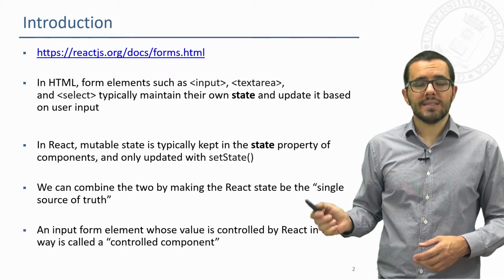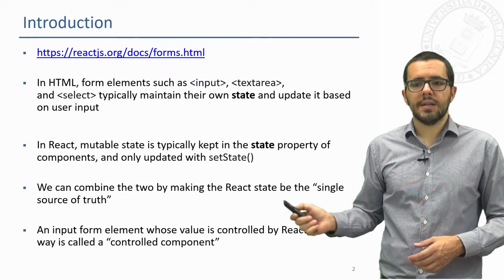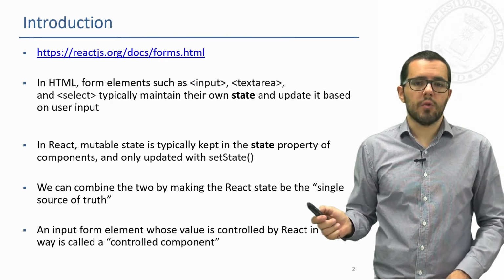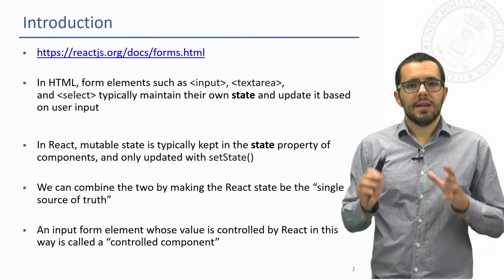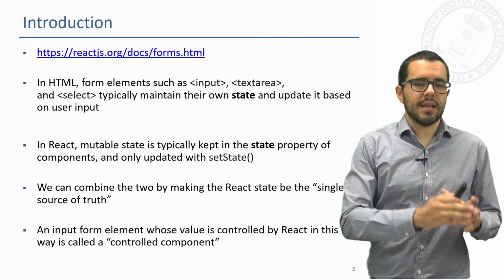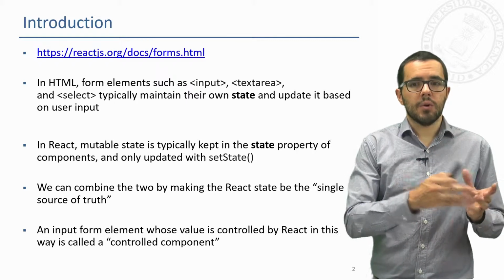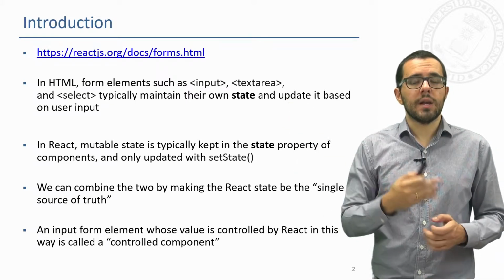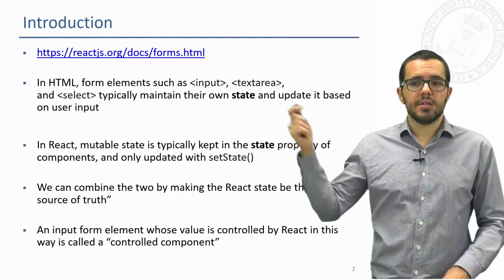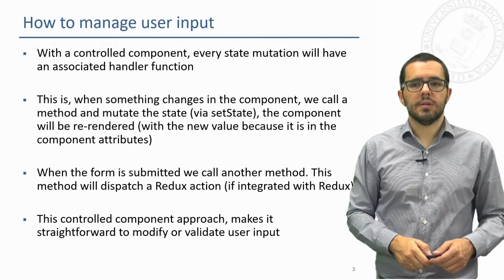Well, the React state in control components will be the single source of truth. This is what the React state of the component indicates is the truth. And then from the HTML tag we will get this state just to change its value. Let's see how to do it.